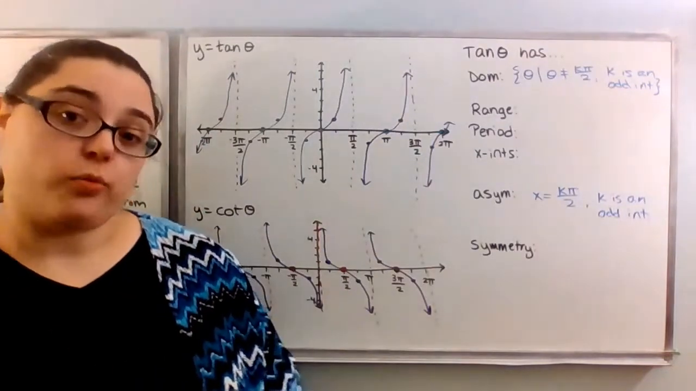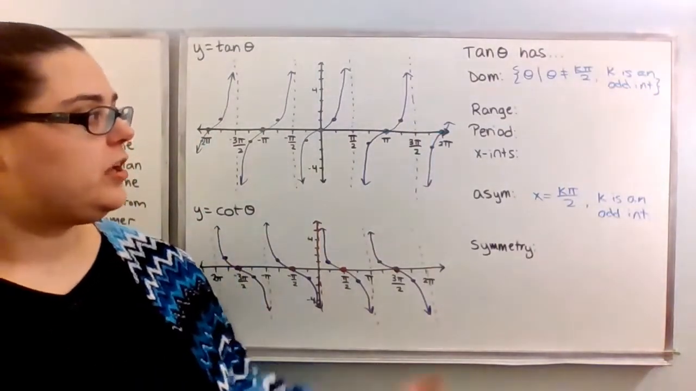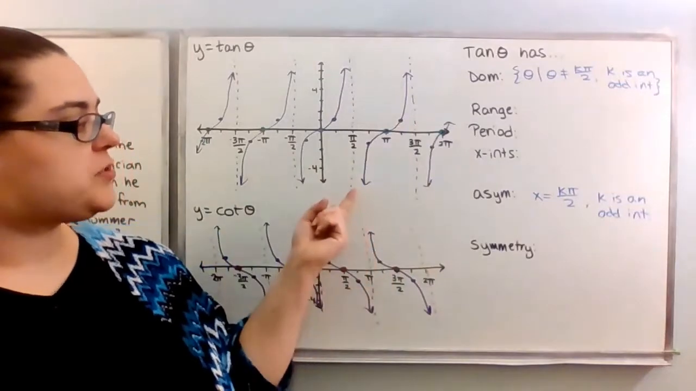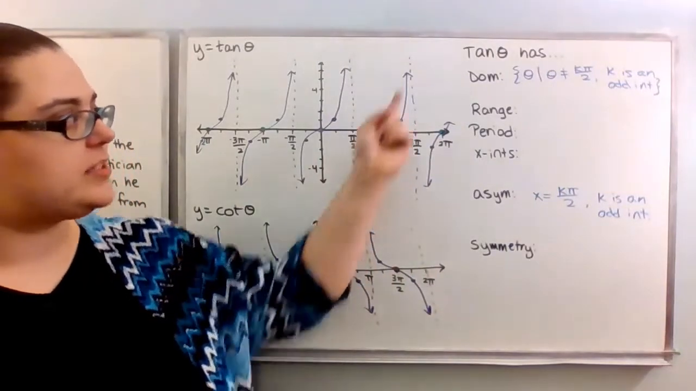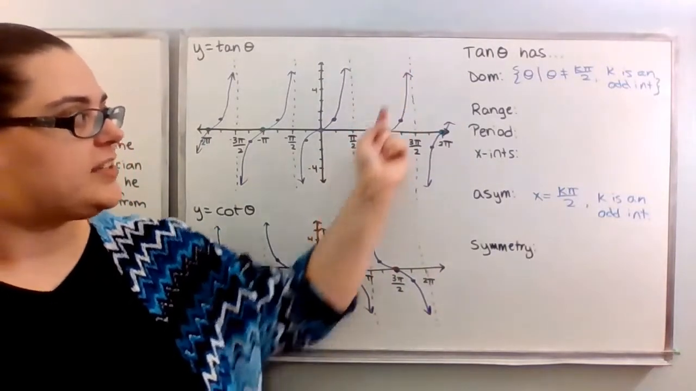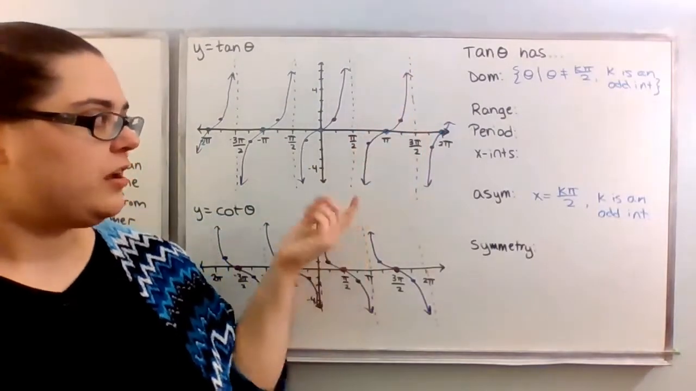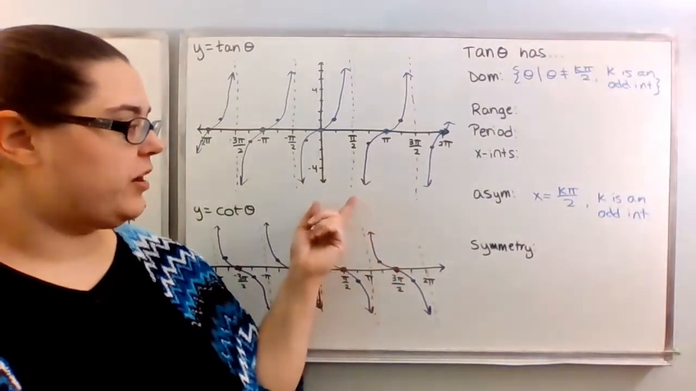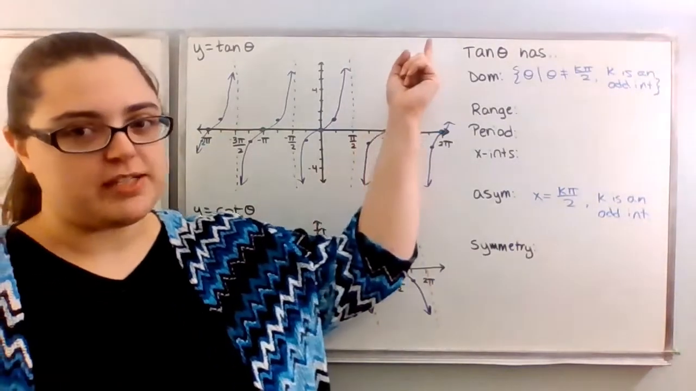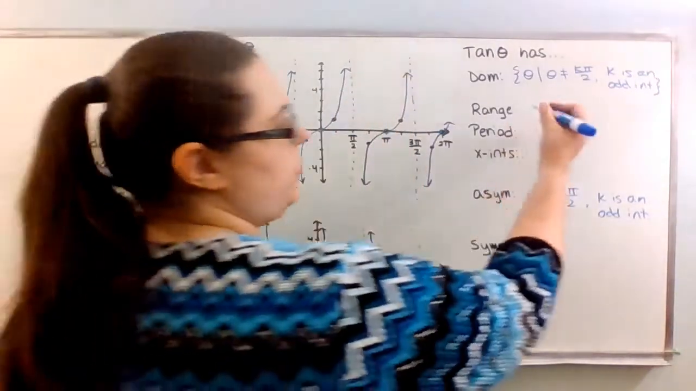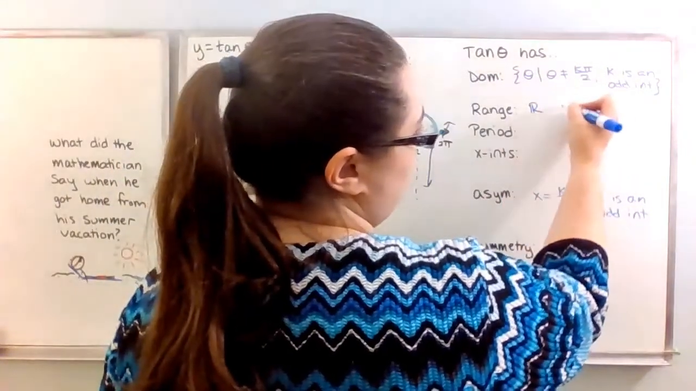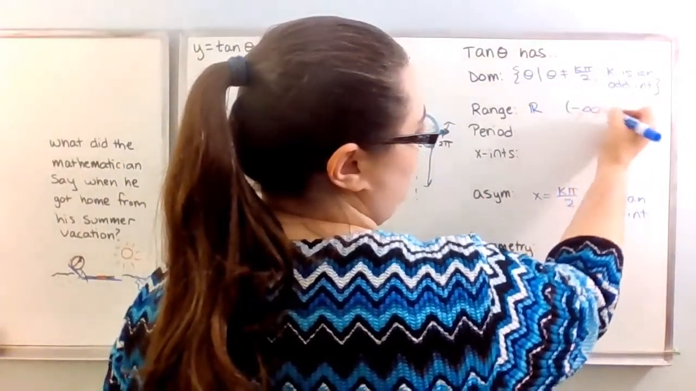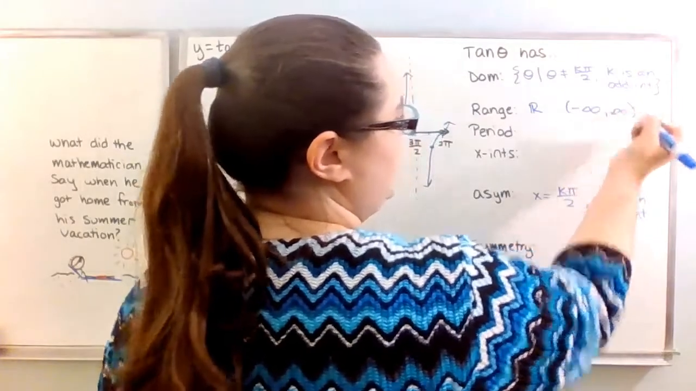Next, we're going to want to state the range for the tangent function. So for the range, because we have these vertical asymptotes and these arrows, and we're connected between those asymptotes, our range is actually all real numbers. So we span from negative infinity up to positive infinity. So the range is all real numbers, or you can write that as negative infinity to positive infinity.